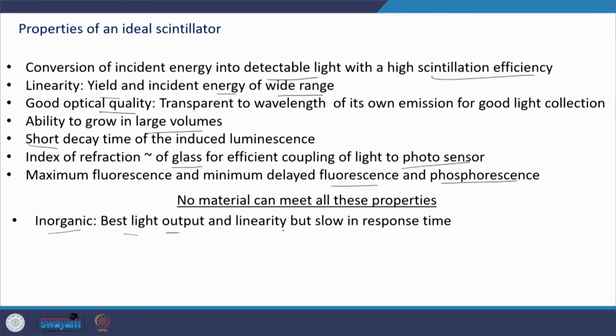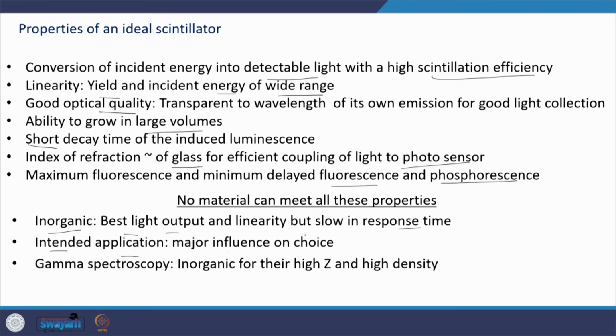And if we consider inorganic scintillators, they are best in terms of light output and linearity, but the problem is they are not very fast. Okay. So, the intended application decides the major influence on the choice. And for gamma spectroscopy mainly, we prefer inorganic detectors. Of course, we also use semiconductor detectors. When we use inorganic detectors, the main reason is the high Z, which gives rise to high efficiency of detection, and the high density and high atomic Z lead to high detection efficiency.